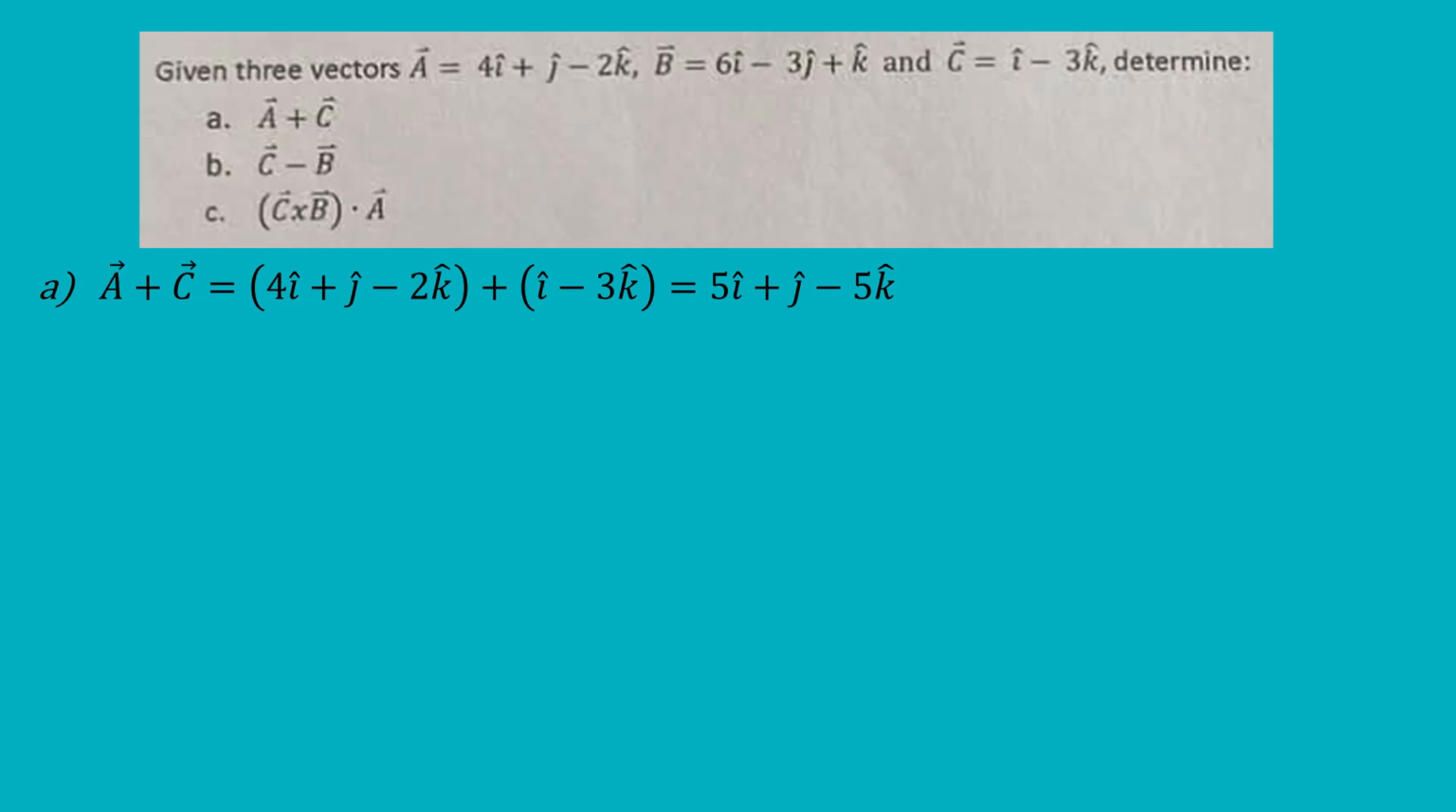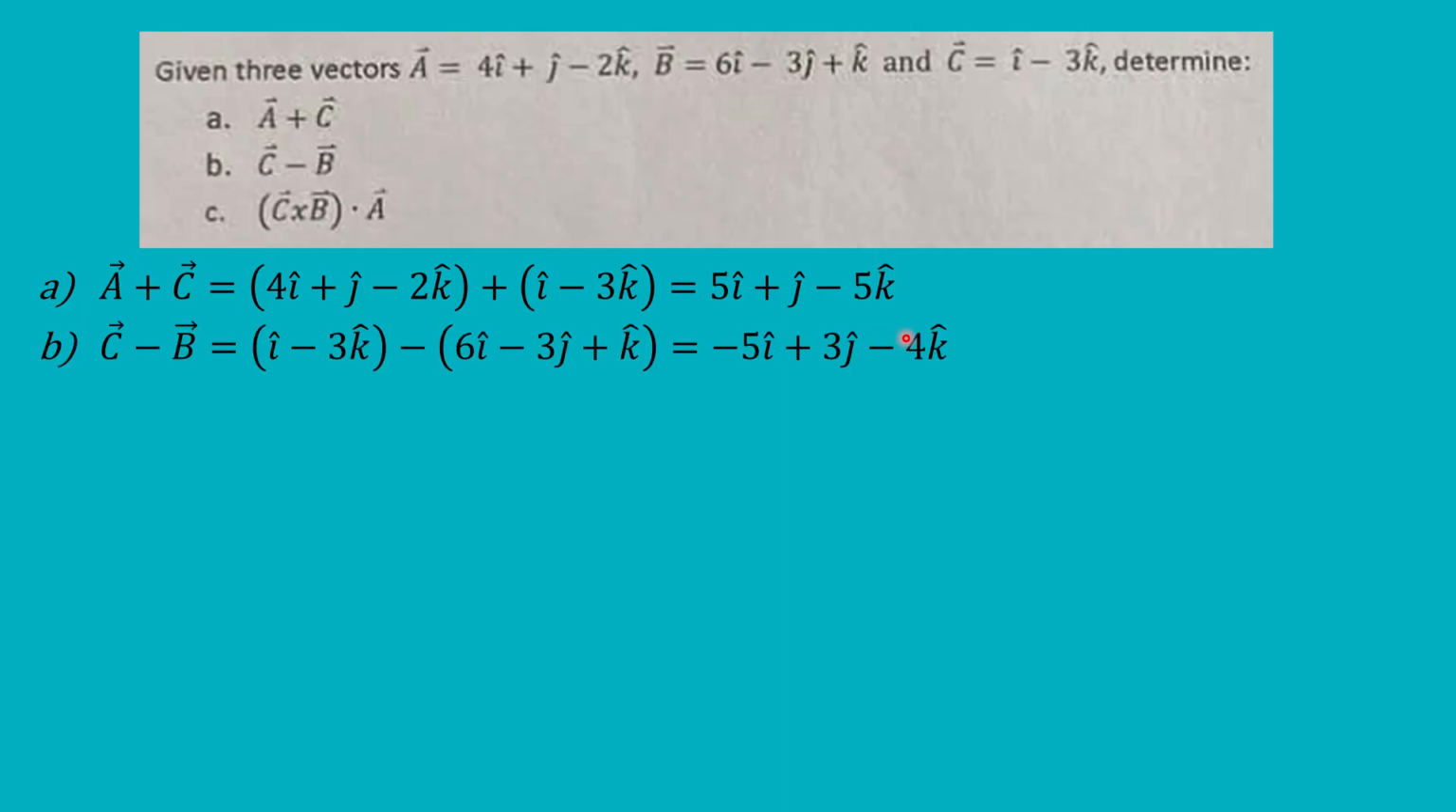First, we write A, which is 4i hat plus j hat minus 2k hat, and then C here is i hat minus 3k hat. When we add 4i hat plus i hat, that's 5i hat. For j hat, we have no j hat in C, so that's 0, so j hat. Then minus 2k hat minus 3k hat, so that's minus 5k hat. So A plus C is 5i hat plus j hat minus 5k hat.